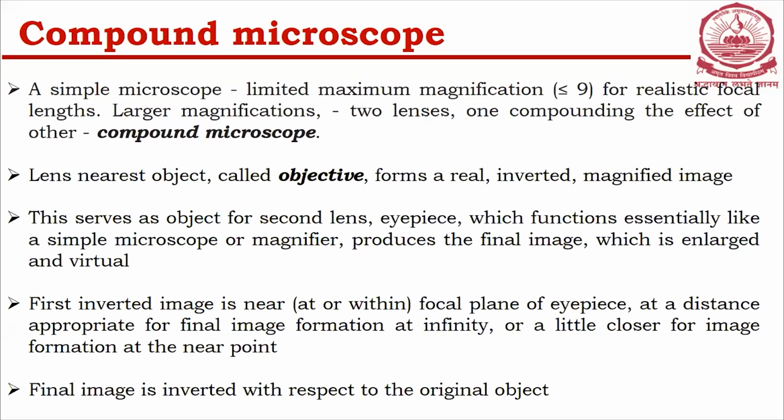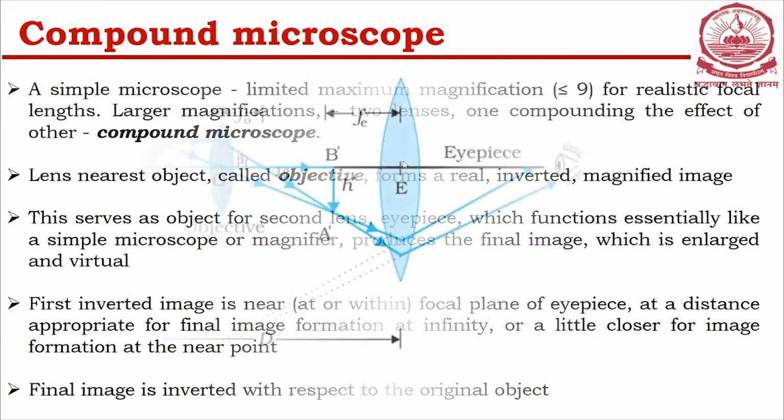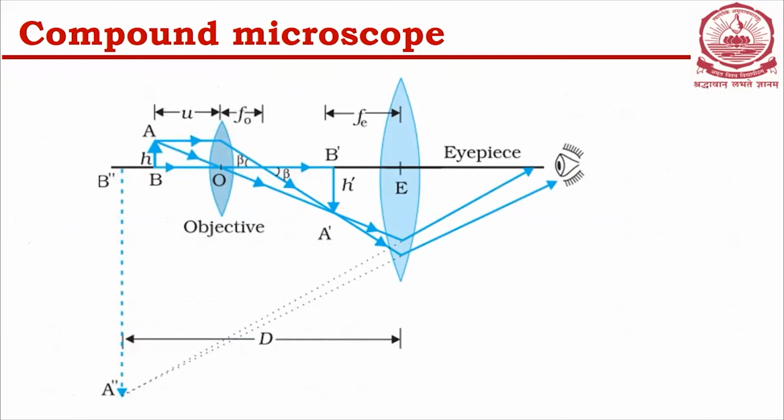So first we'll take the compound microscope. You can see this is the ray diagram of a compound microscope. It is a combination of lenses, as I said before. You have a lens of shorter focal length, which is the objective, near to the object, and another lens which is near to the eye. This is the eyepiece.